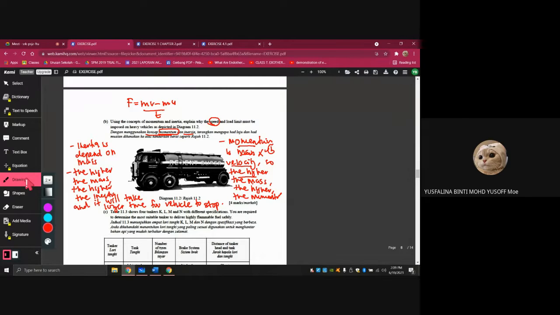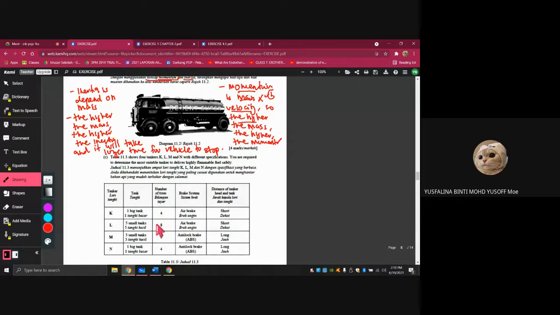So let's say if the driver wants to stop the vehicle, it will take some time. So that is the answer to question number B. And then for C.